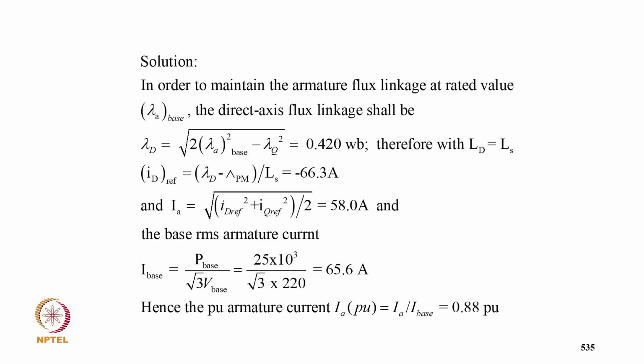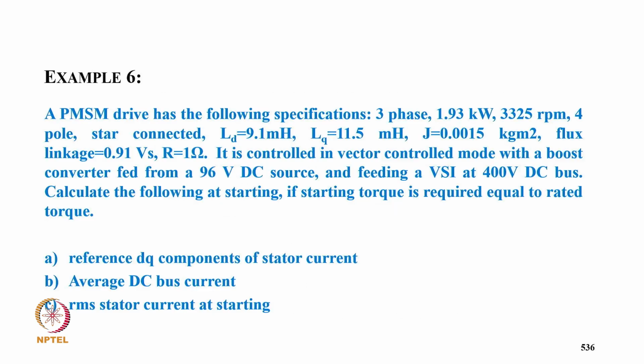So the solution: in order to maintain the armature flux linkage at its rated value lambda S base, the direct flux linkage shall be lambda D equal to under root 2 lambda S square base minus lambda Q square, that is 0.42 Weber. Therefore, LD equal to LS, and ID reference equal to lambda D minus lambda PM divided by LS, so minus 66.3 ampere, and IA equal to under root ID square plus IQ reference square by 2, that's 58 ampere. The base RMS current I base is P base upon V base under root 2, it comes to 65.6 ampere, and the per unit armature current is IA upon I base, that is 0.88 per unit.